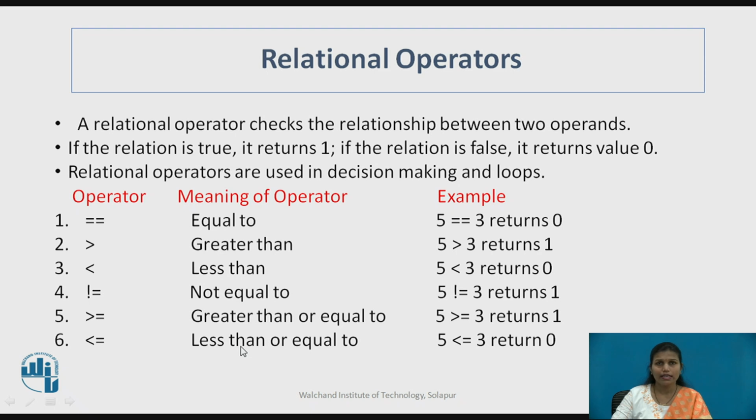Next operator is the relational operator. Relational operators check the relationship between the two operands. If the relation is true, it returns 1. If the relation is false, it returns value 0. You can see these are the operators: equal to, greater than, less than, not equal to, greater than or equal to and less than or equal to. We have used these operators here to check the relationship between the two operands. Here we have taken an example for 5 and 3.